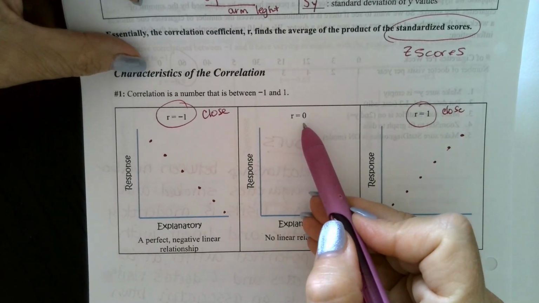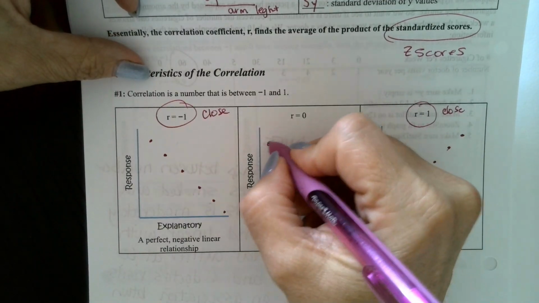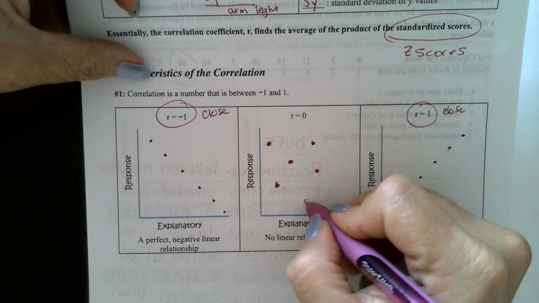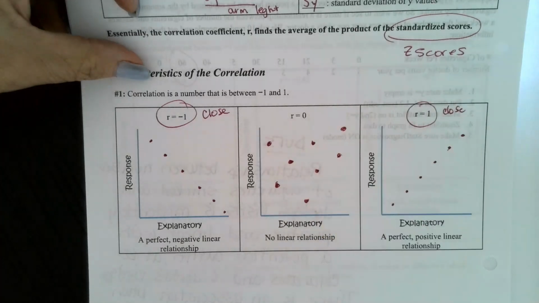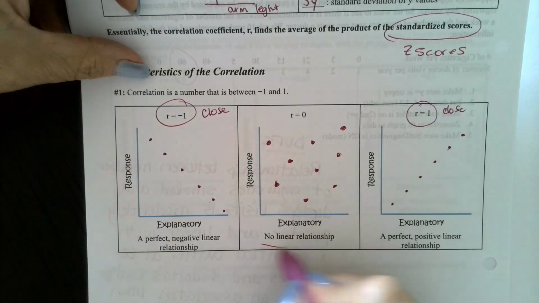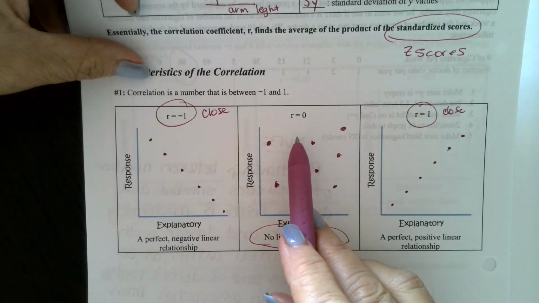But if we have something where our correlation coefficient is 0, that means there is no pattern. So I could have something that looks like, I don't know, like this. It doesn't go up, it doesn't go down. There is no linear relationship. And that would happen when our r value equals 0.